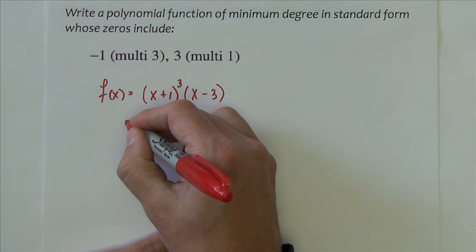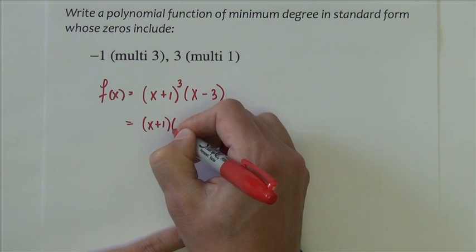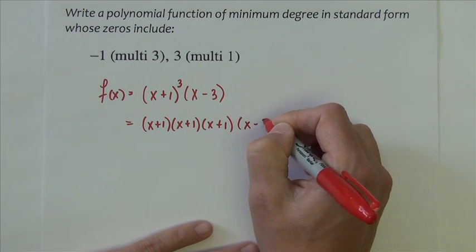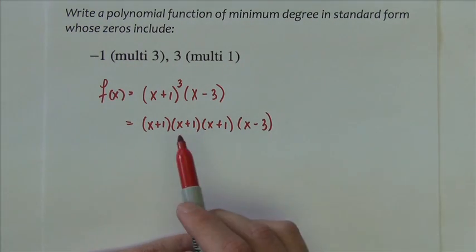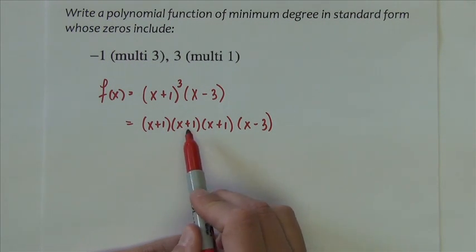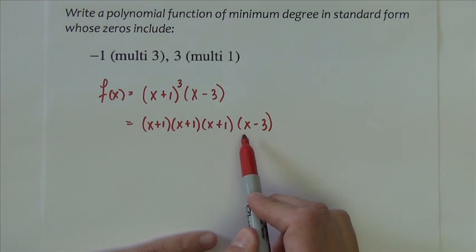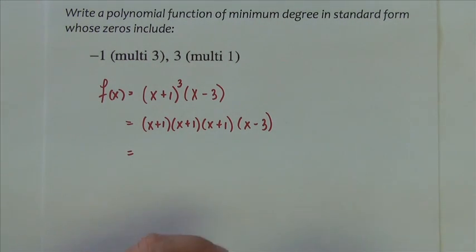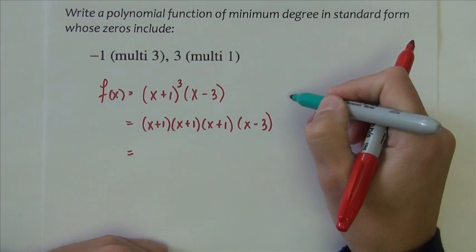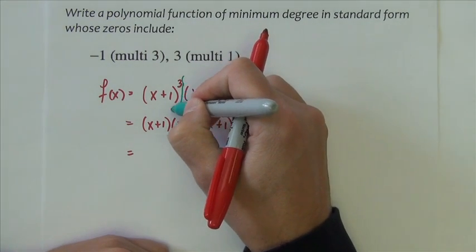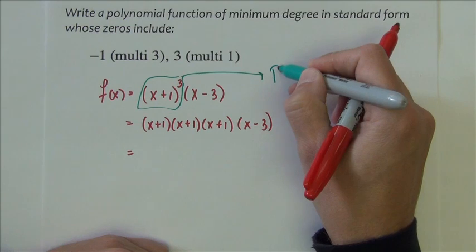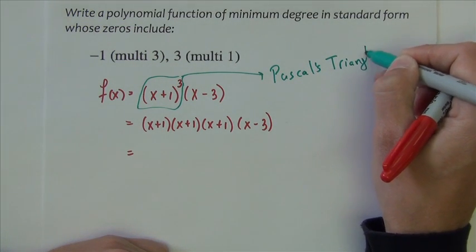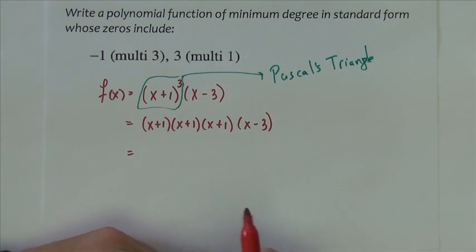x plus 1 cubed is x plus 1, x plus 1, x plus 1, and then the x minus 3. So if you were going to FOIL this, you'd have to just do 2 at a time. You could do these 2 and these 2 and then take their respective answers together. I'm going to speed it up. If you remember, for this right here, if you remember Pascal's triangle, you could speed this up.